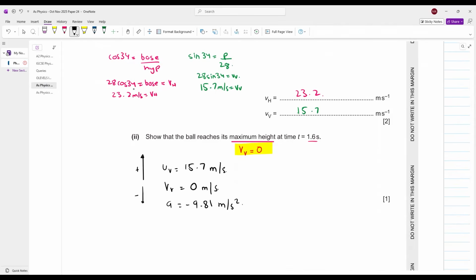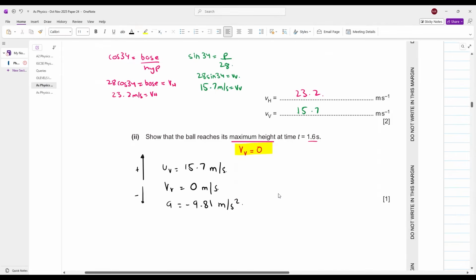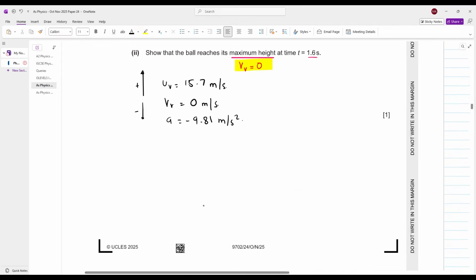meters per second square. Sir, why have you taken acceleration as negative? This is a very commonly occurring question. Because I have taken the downward vectors as negative, upward vectors as positive. Acceleration is acting downward. That's why I have taken it as negative 9.81 meters per second square. Can you calculate the time?